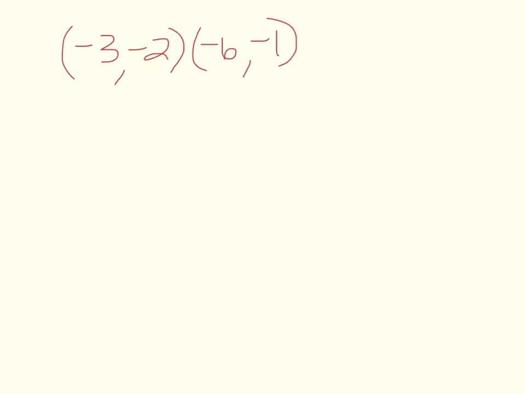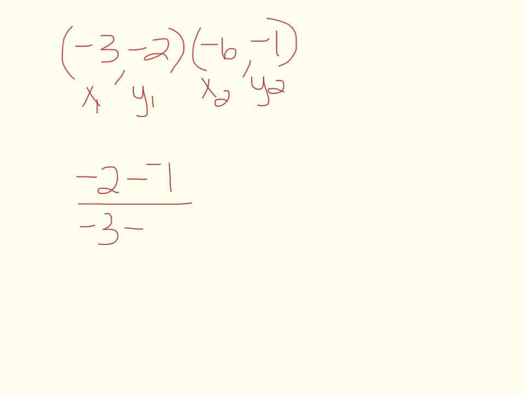All right, here's another one. x1, y1, x2, y2. So we're going to take y1 minus y2 divided by x1 minus x2. Notice how the -1 is actually your second y value. This minus sign is part of the equation. Same thing here. This minus sign is part of the equation. The -6 is your x2 value.